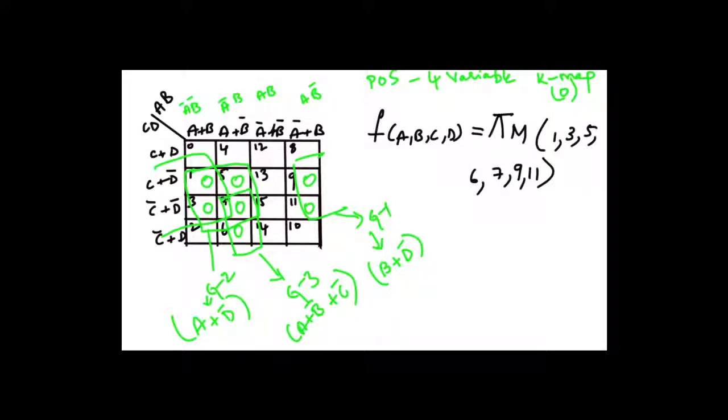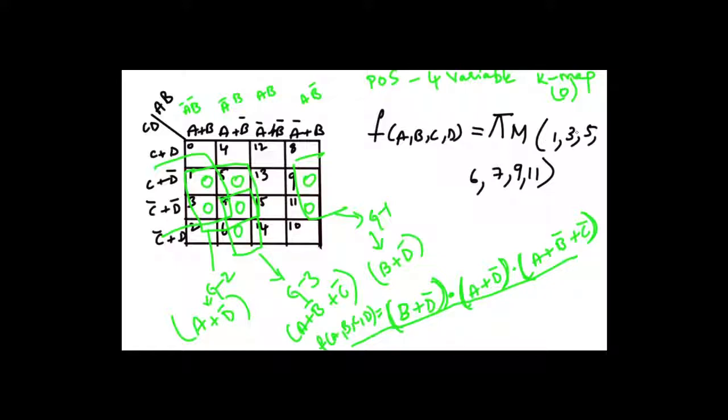So here the solution for this will be first for group 1, that is B plus D bar into group 2 A plus D bar into A plus B bar plus C bar. So this is a solution for this term A, B, C, D for this 4 variable K map.